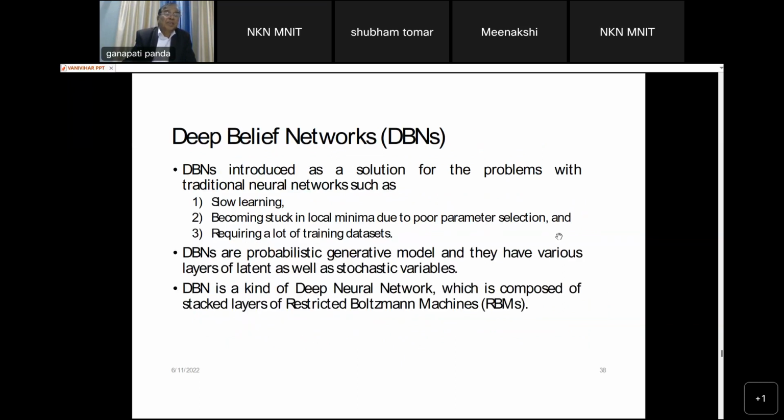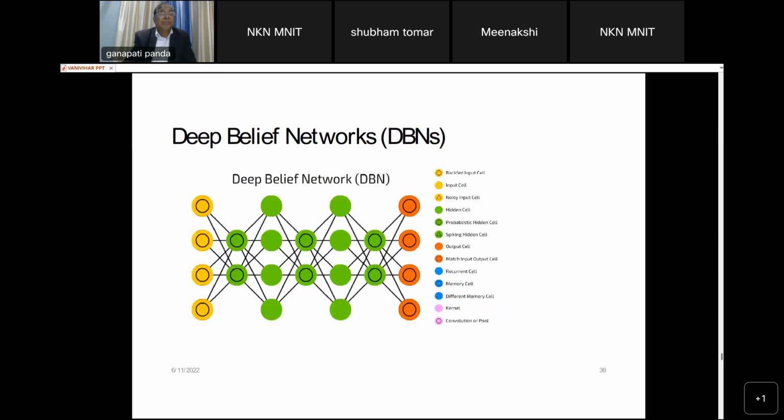Similarly, the deep belief network is another type of deep learning model. It introduces a solution to the problem of the traditional neural network. Even though it is slow learning, it is based on a probabilistic generative model. And this is composed of stacked layers of restricted Boltzmann machines.